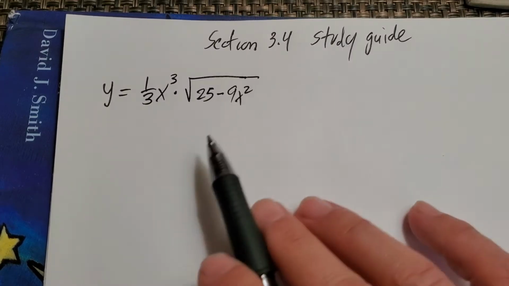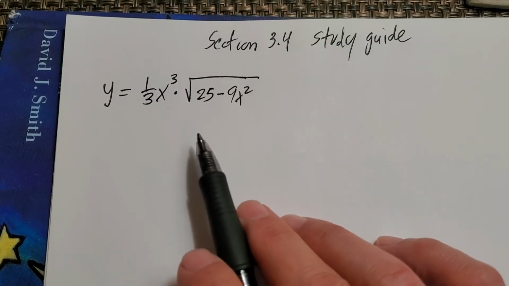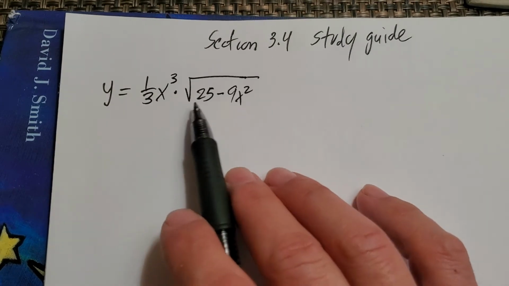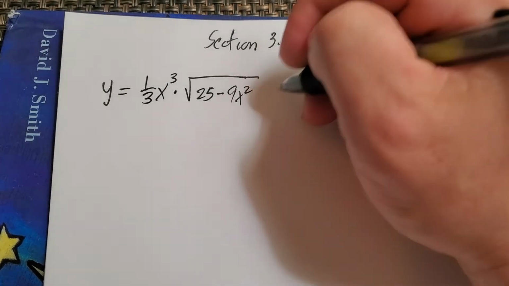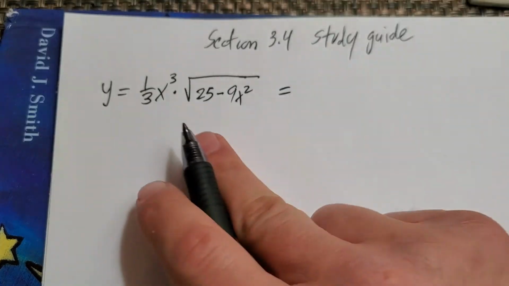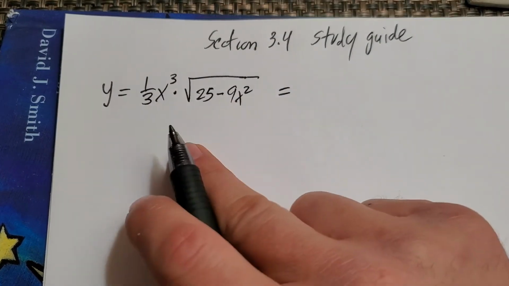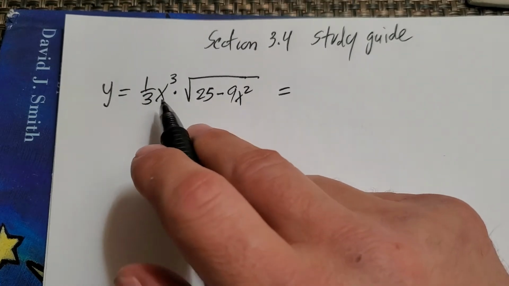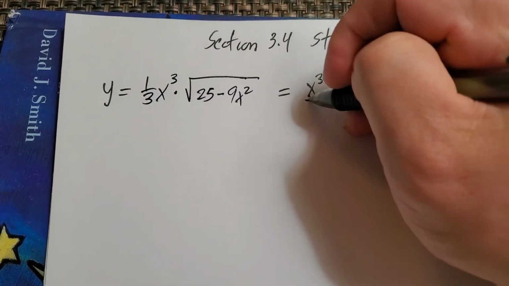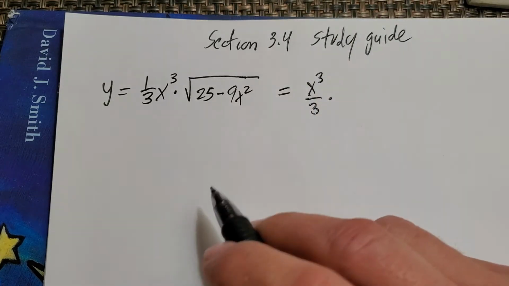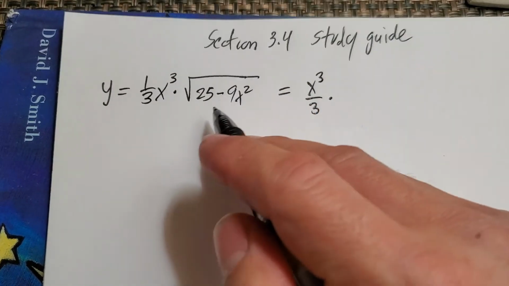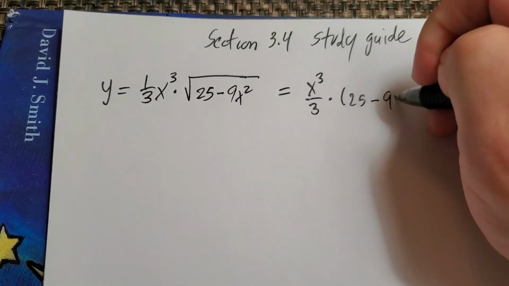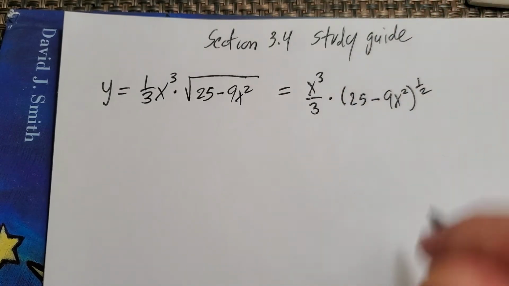Section 3.4 study guide, second problem. So again, we're just going to differentiate this, and we're going to have to use the product rule in this case. Let's first start off by rewriting things to make them a little easier. I'm going to write this whole thing here as x cubed over 3, and instead of the square root, I'm going to call that (25 minus 9x squared) to the 1/2.